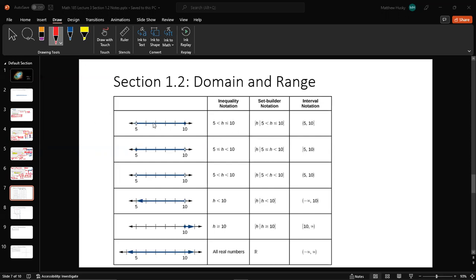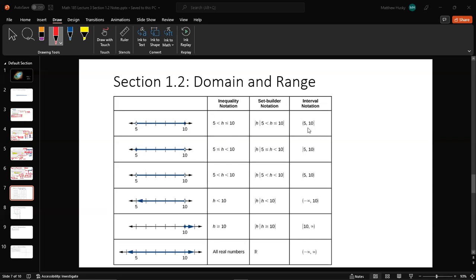So basically the 5 is the smallest value, which is why it's less than. The 10 is the biggest value, which is greater than. And then the equal to line is there with the 10 because it's filled in. There is no equal to line under this one with the 5, which is why it's an open circle there.